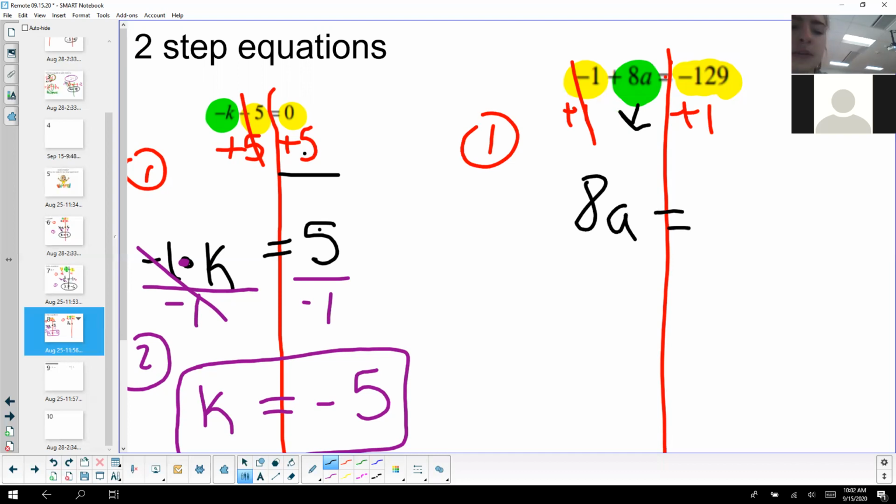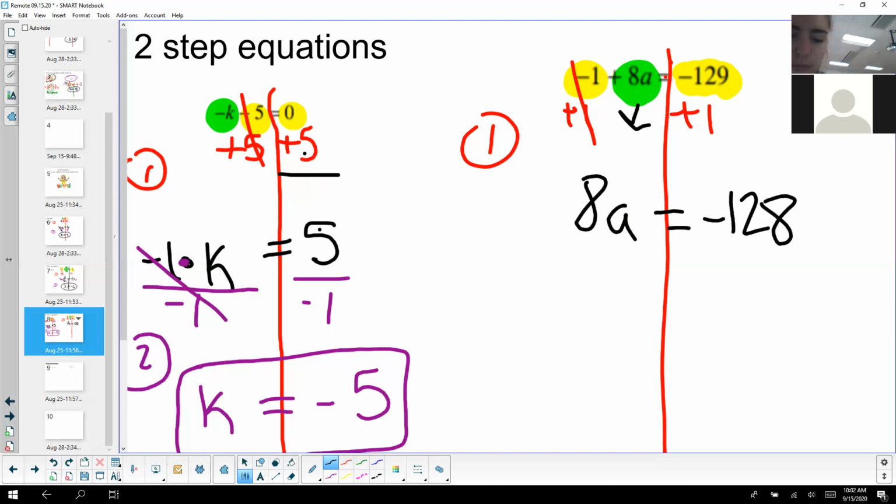8a equals, now this is a little bit tricky because it's -129 plus 1. When I taught this problem in class, some people, in my in-person class, some people thought that -129 plus 1 was -130. But I want you guys to make sure you're checking, especially with negative numbers, because they can be weird. -129 plus 1 gives us negative 128. So make sure you're being careful.